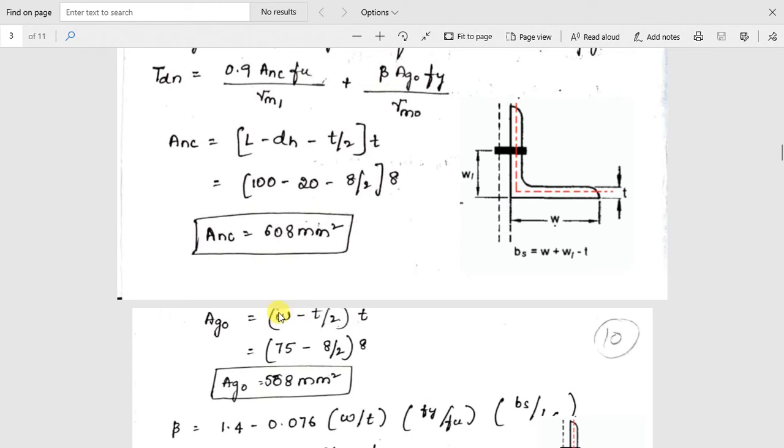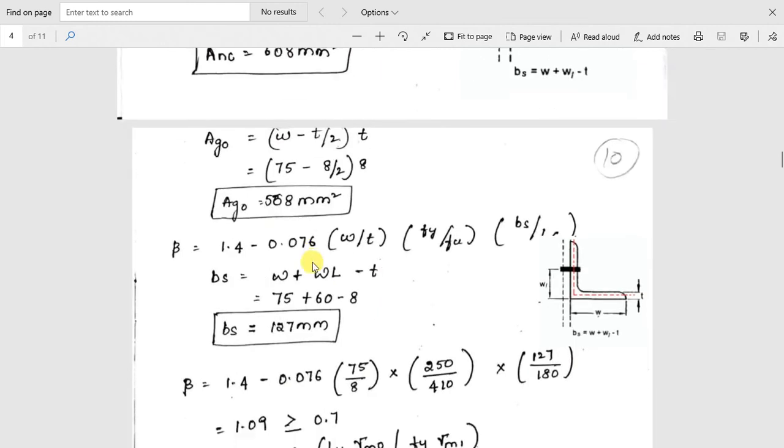So similarly, the total length of outstanding leg is 75 minus half of thickness. The thickness is 8, so 8 by 2 into the thickness will be 8 mm. So AG0 will be this value over here. So next you have to calculate beta here. It is given in this formula here.